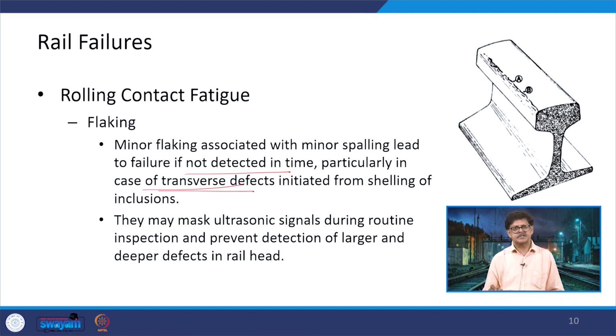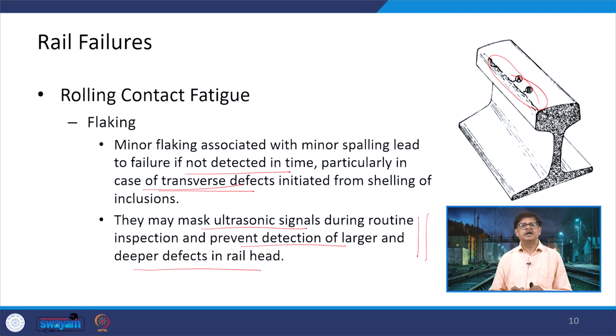In all of those cases, as I said, finally there can be a failure; this particular portion can come out and the rail section will not be usable, it has to be replaced. This may mask ultrasonic signals during routine inspection and prevent the detection of larger and deeper defects in the railhead. This is one issue because of the combinations, specifically in the case of transverse defects which are initiated from shelling. There is a possibility that even if you are going for USFD detection, it is not identified, and finally all of a sudden you will find that the rail has fractured.